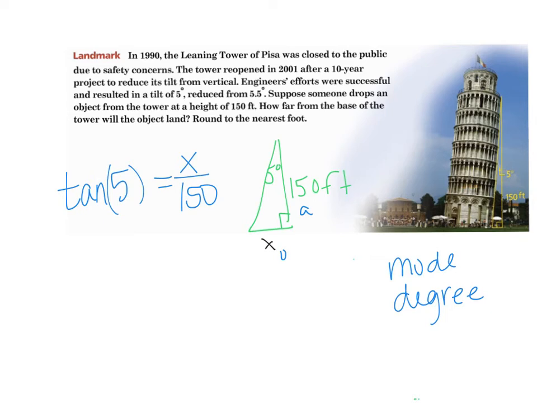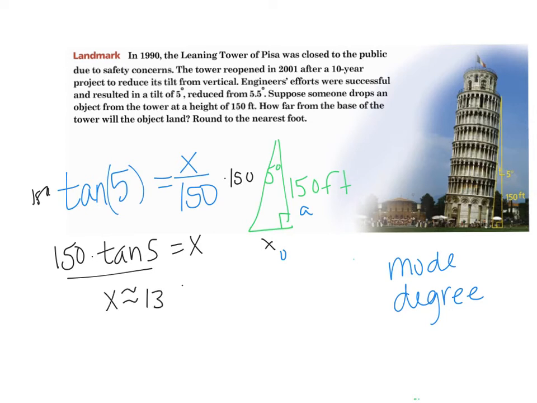In this case, this becomes an algebra problem where you're just going to multiply both sides by 150. So you get 150 times the tangent of 5, and that's going to equal x. You put this into the calculator, and when you do that, you get about 13 feet. That would be your answer.